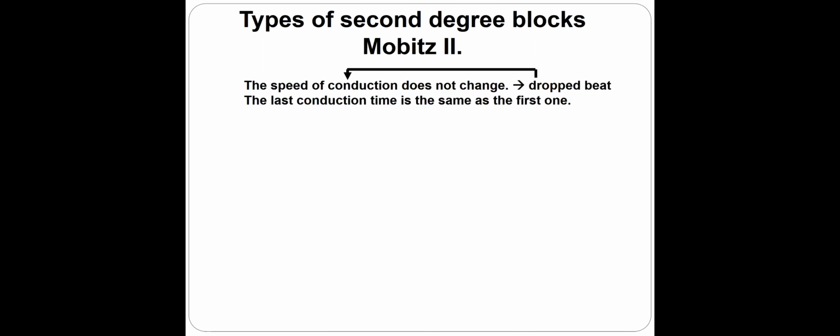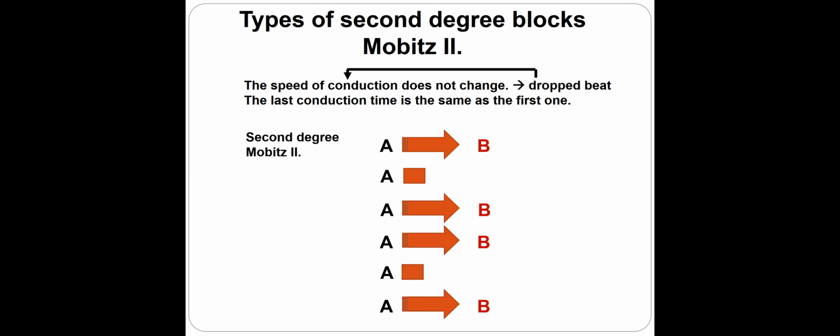Mobitz type 2 is when the conduction speed does not change. Whenever the charge is conducted from one point to another one, it has the same velocity, always the same. It can be normal, can be slower, can be whatever. However, when you have a beat that is not conducted, afterwards it is conducted, conducted. So if you look at the last conduction time, it is the same as the first one. So there is no change in the velocity or in the distance or time between these two points.